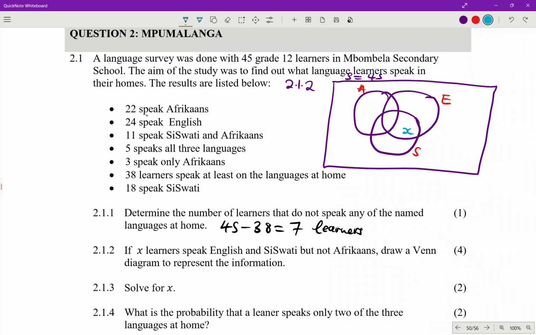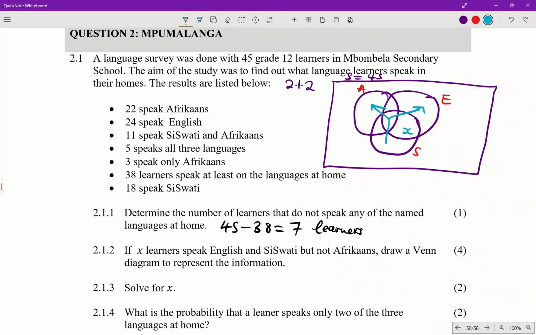They said something. 22 speak Afrikaans. Guys, don't be tempted to plug 22 there for Afrikaans. Wait, chill. In math, we do things step by step. 24 speak English. You're not going to insert 24 there as it is. 11 speak Siswati and Afrikaans. Wait, guys, wait. 5 speak all three. You see? Now, these are the real stuff. 5 speak all three languages. 5, this one.